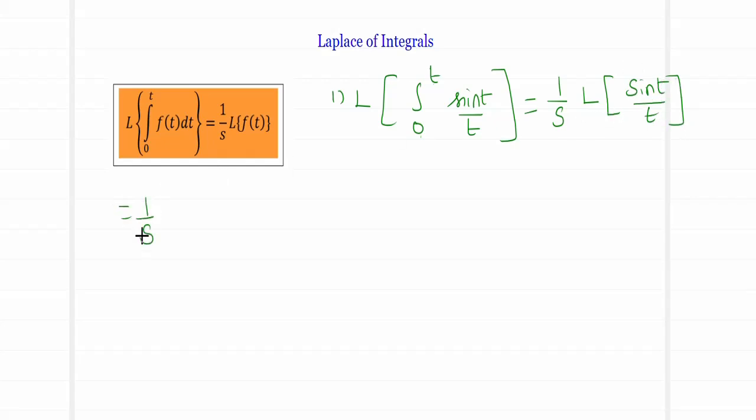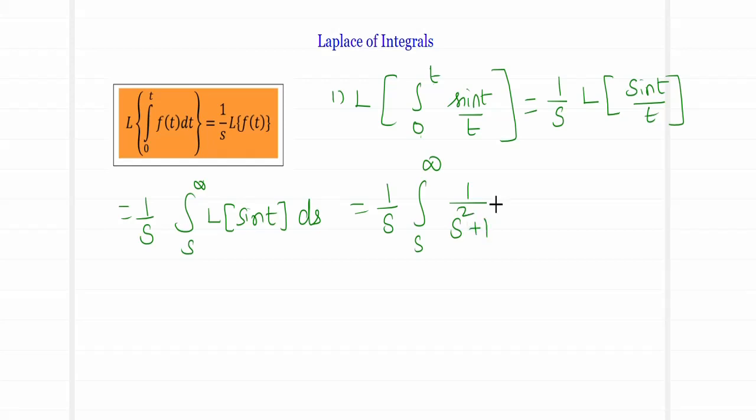We saw in the previous property that whenever I have division by t, the rule is to integrate from s to infinity the Laplace of your f of t. What is your f of t? Now this becomes sin t, with respect to ds. So it gives me 1 by s integral from s to infinity. What do we know about Laplace of sin t? It is 1 divided by s square plus 1, which has to be integrated with respect to ds. So it gives me 1 by s. What is the integral of ds divided by s square plus 1?